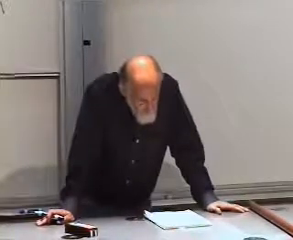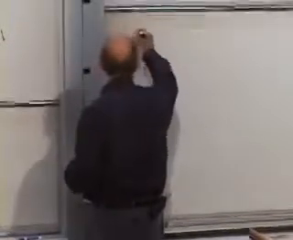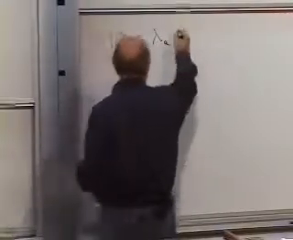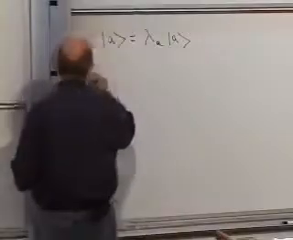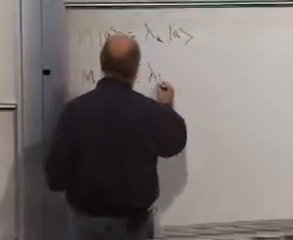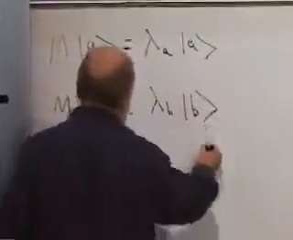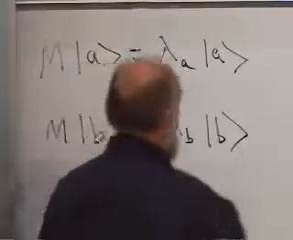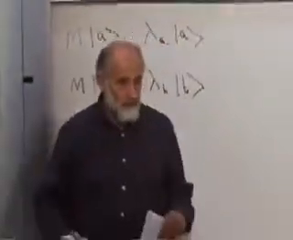But here's the theorem. If I have a Hermitian matrix M, and it has 2 different eigenvalues, that means that there's an eigenvector A with eigenvalue lambda A, and there is an eigenvector B with a different eigenvalue, lambda B. If lambda A and lambda B are different, what it says is that A and B will be orthogonal to each other.